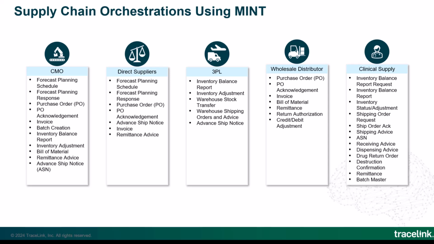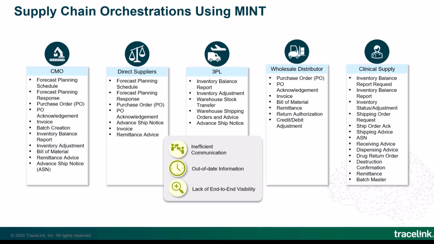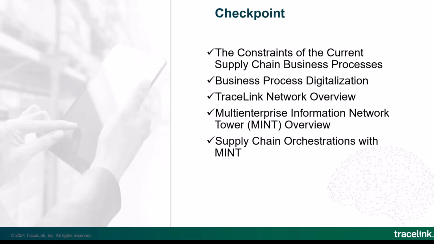So think back to the beginning when we talked about challenges. Here's a reminder of some of the collective challenges you may have found. Looking at this list of orchestrations and transactions, we can think about what may help you with your challenges. So we've looked at the constraints of the current supply chain business processes, the digitalization of business processes, an overview of the TraceLink network, an overview of Mint, and supply chain orchestrations with Mint.